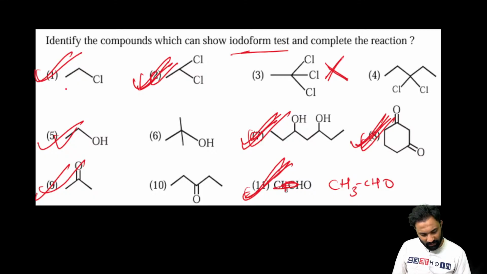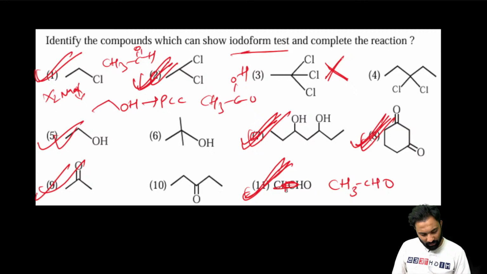See, this one will be which one? This one upon X2 in the presence of NaOH will become the OH, right? This OH upon PCC will become the aldehyde, right? CH3 C double bond OH. Now this one also, you will get diols, diols upon hydrolysis again will give the acetaldehyde. Here it is not at all possible. Now next one, fourth will not give.